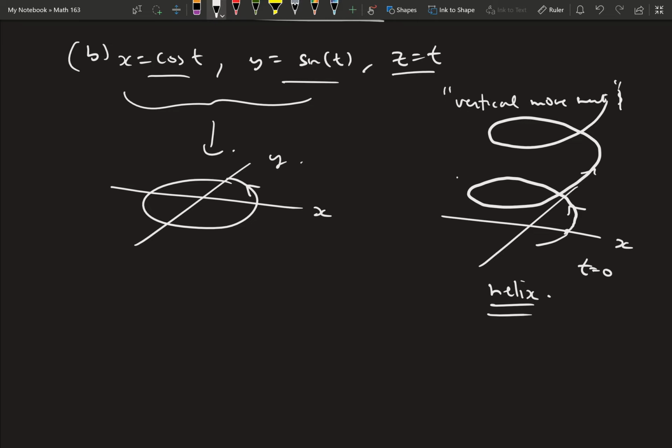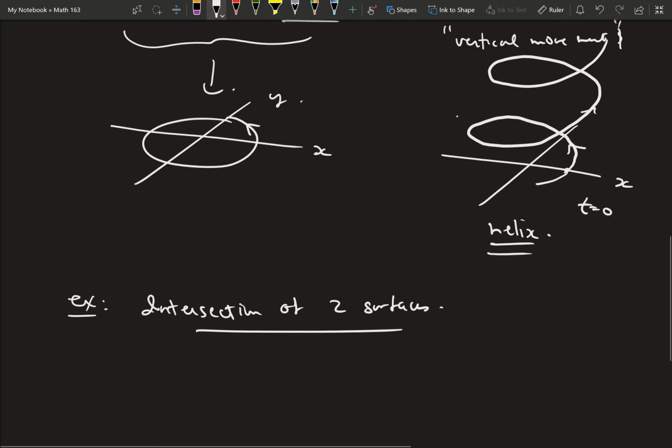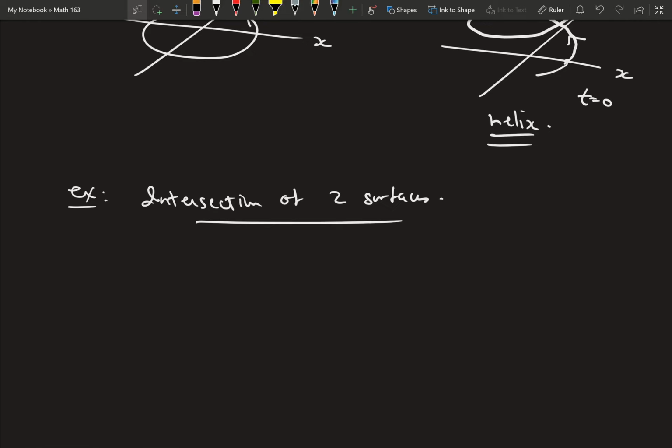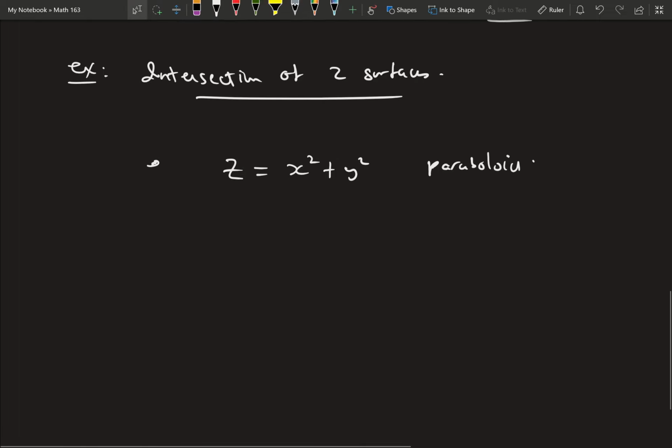Okay, I'm just going to do one more example here, which is the intersection of two surfaces. So in general, if you have two surfaces, their intersection will be a curve. So for example, let's take z equals x squared plus y squared, which is a paraboloid. And let's take the plane, say z is equal to y.